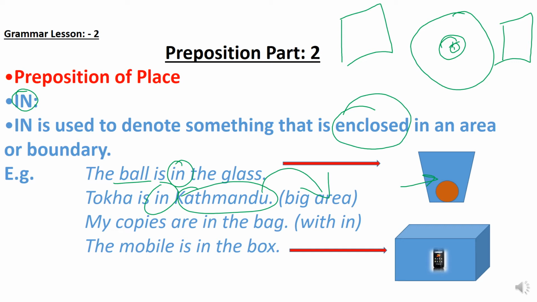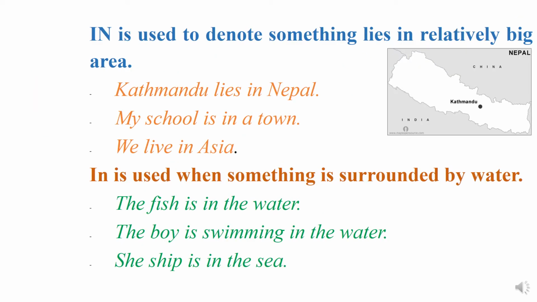Let's go to the next example. My copies are in the bag. You can understand it. The mobile is in the box. See, the mobile is in the box. The box has enclosed the mobile within it. Just remember: if something is enclosed within the area of something or the border of something, we can use the preposition "in". Let's go to the next page.